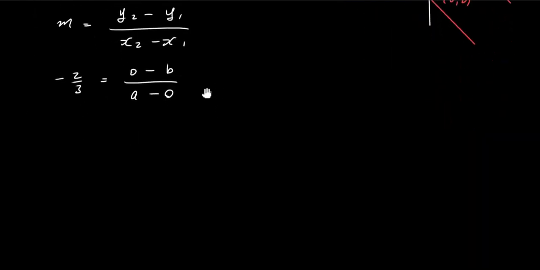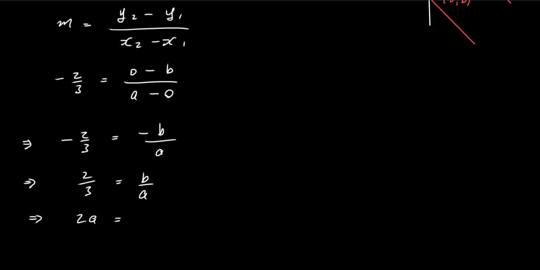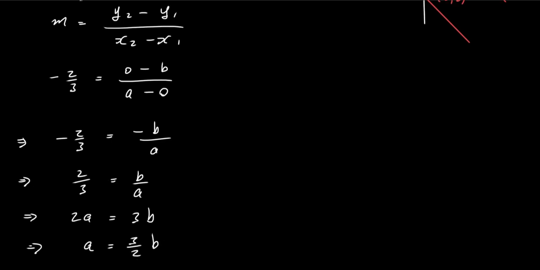I've just got to tidy it up a little bit. So let's see, we've got minus 2/3 is equal to minus b over a. So we just change the signs there. 2/3 is equal to b over a, or 2a is equal to 3b. Let's just get a on its own. a is equal to 3 over 2 b. Okay, so this is my second equation.